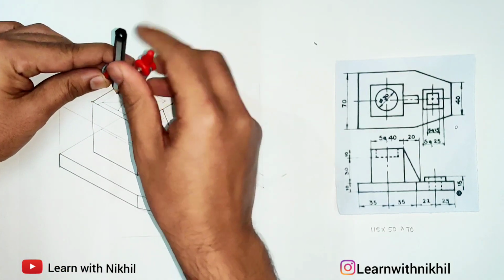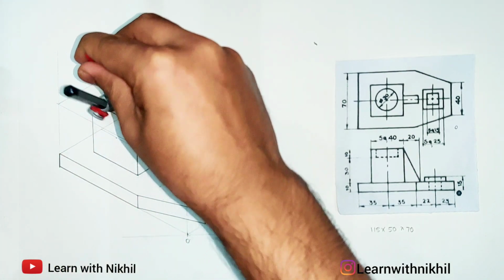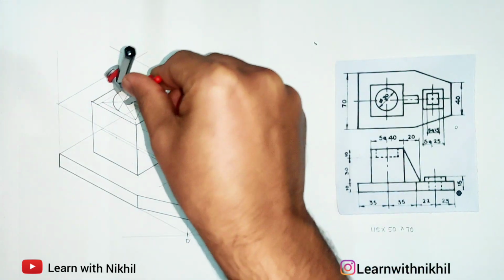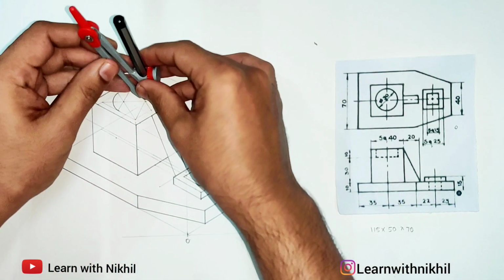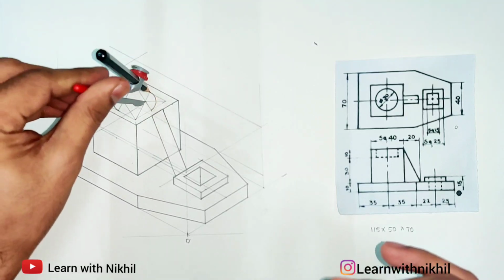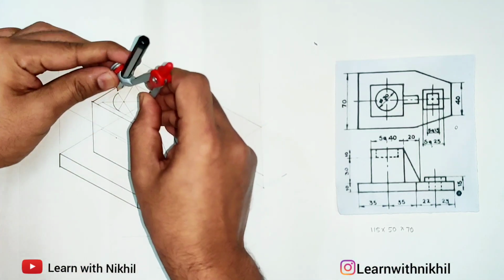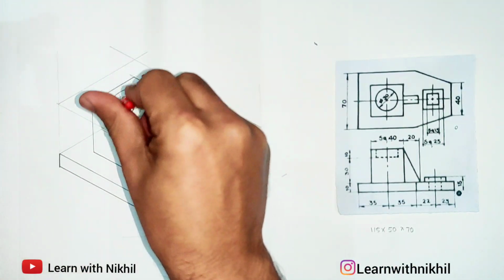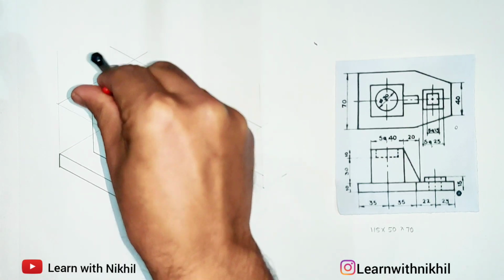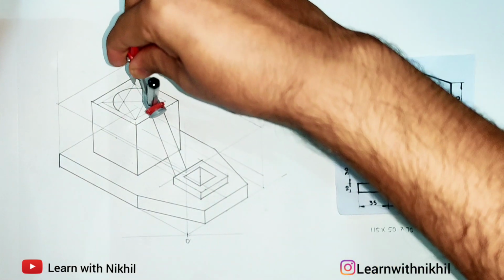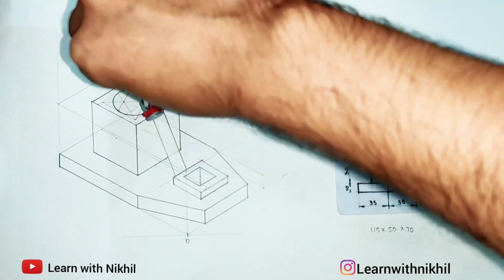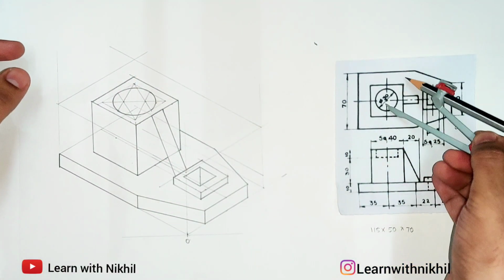Keep your compass here. Take this as the radius. Draw the curve. Same radius, draw the curve over here. Keep the pointer here with this as the radius. Draw the curve. With same radius keep the pointer and complete the curve. We have completed the curve.